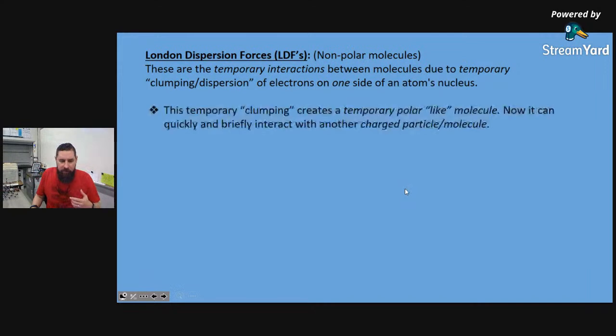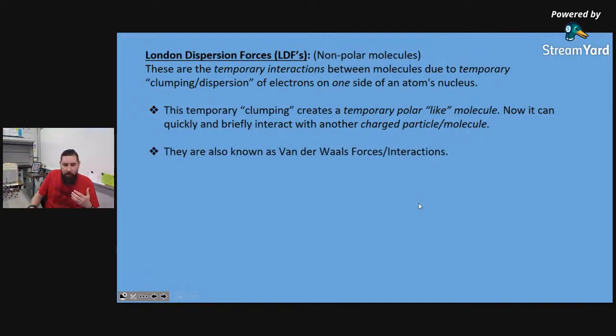So when we look at this, again, it's a temporary clumping due to all the electrons in motion within a molecule suddenly ending up on one side just through random chance. And as they end up on that one side, I get a region of negative charge, which leaves me a region of positive charge, and that can then induce polarity in those other molecules.